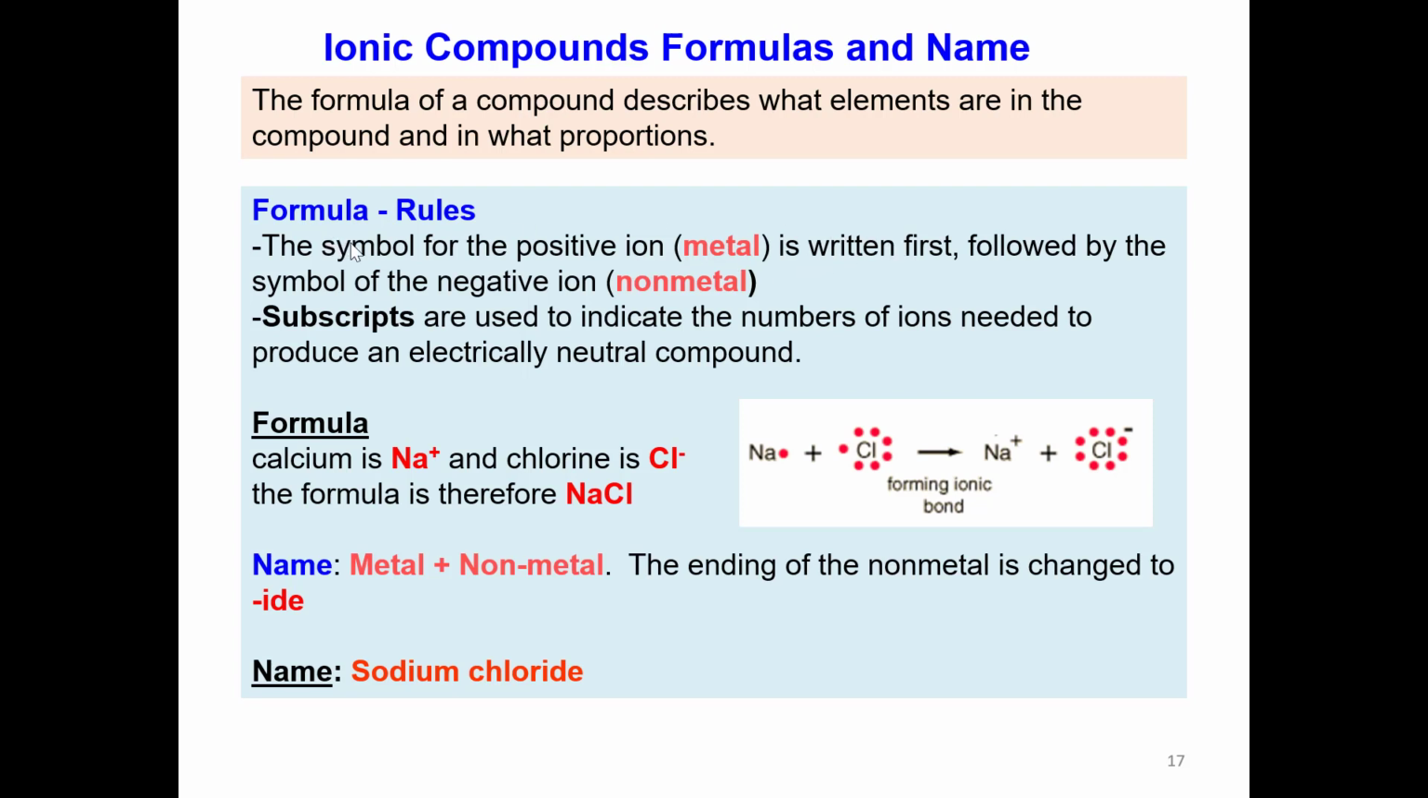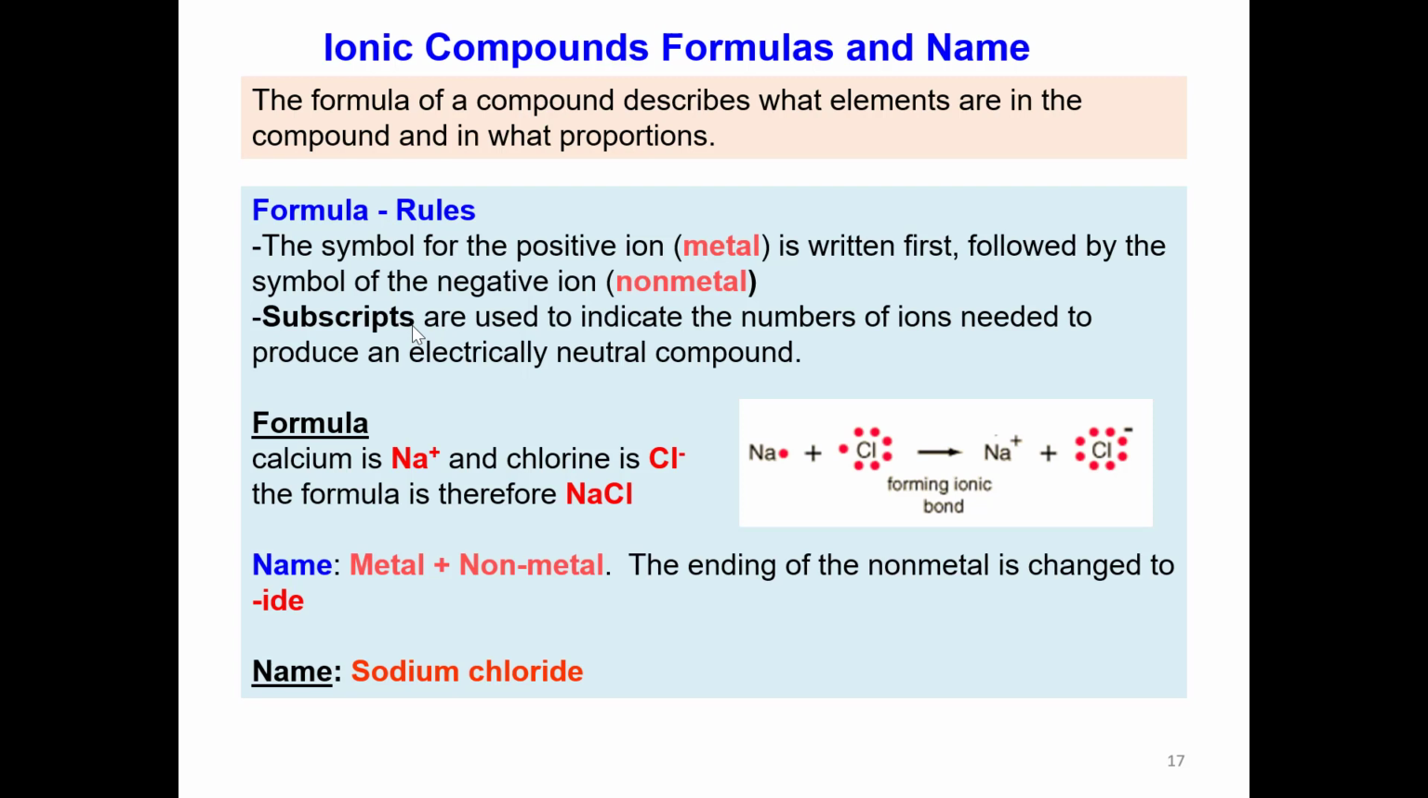After that, we write the symbol of the negative ion, the non-metal ion. And we can also use subscripts, and those subscripts indicate the number of ions needed to produce an electrically neutral compound. Always, when we form a new compound, that new compound must be neutral. Then we adjust the subscripts to make sure the new compound is neutral.